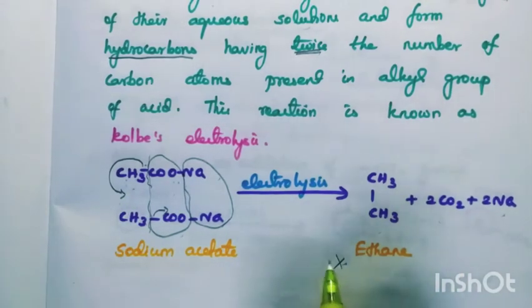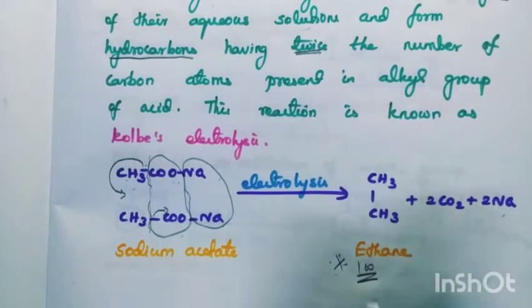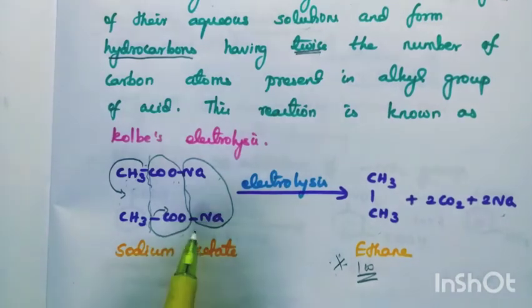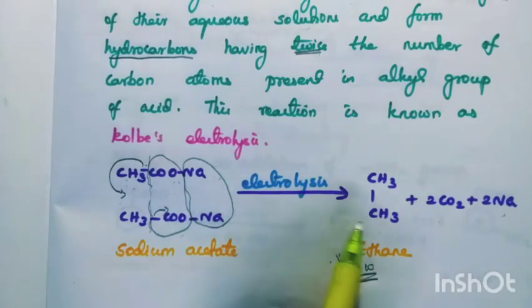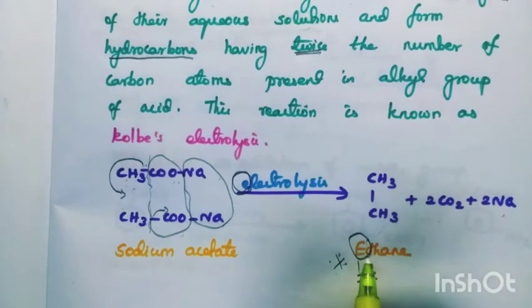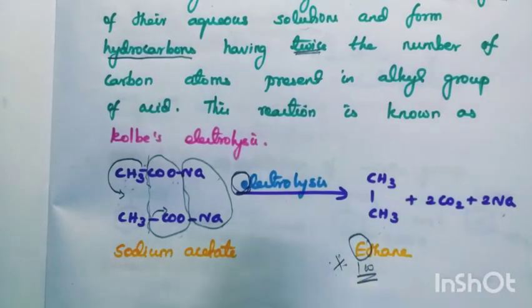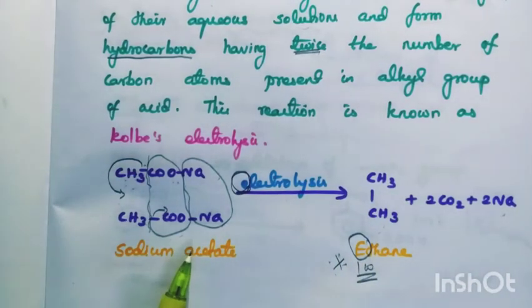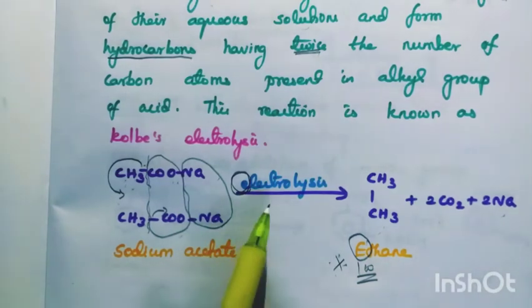So, important 1 mark: sodium acetate with soda lime, normal decarboxylation, gives methane. Sodium acetate on electrolysis gives ethane. Sodium acetate with soda lime gives methane, and sodium acetate with electrolysis gives ethane.